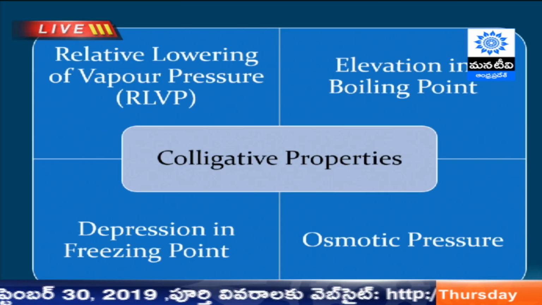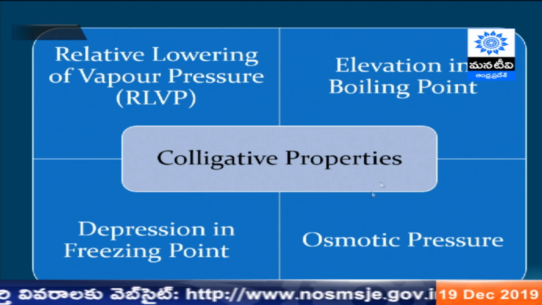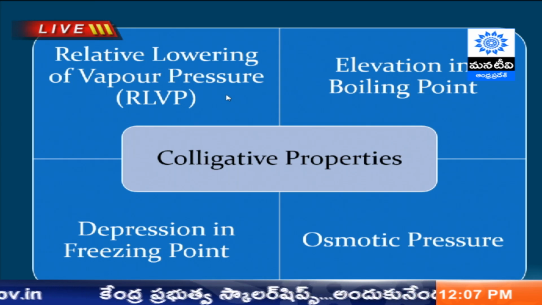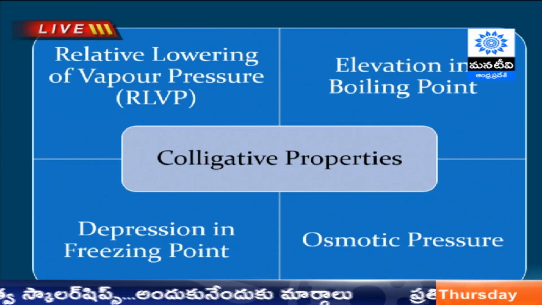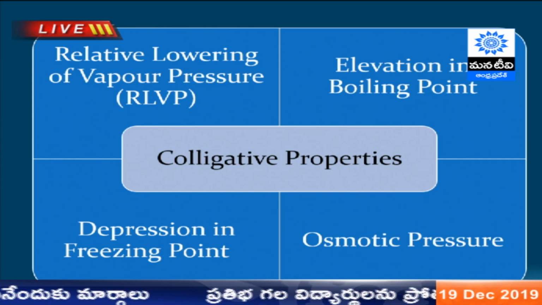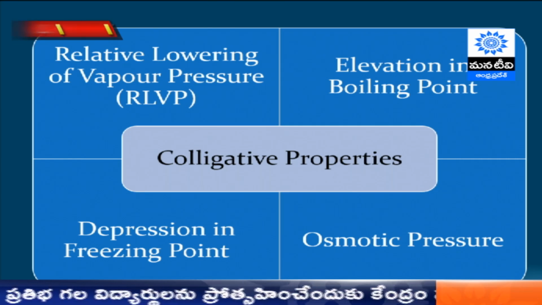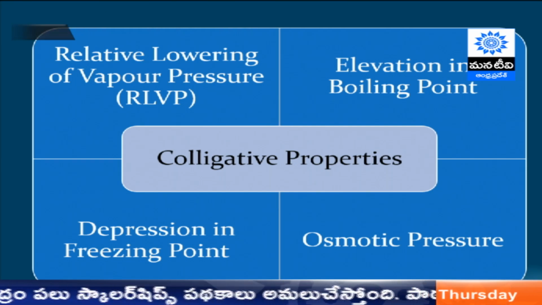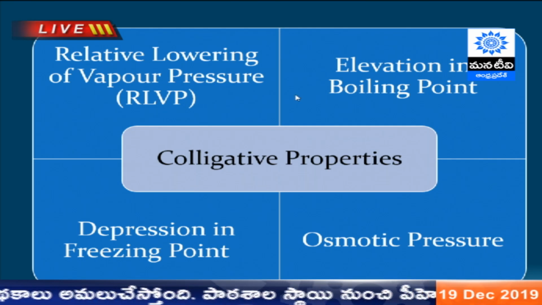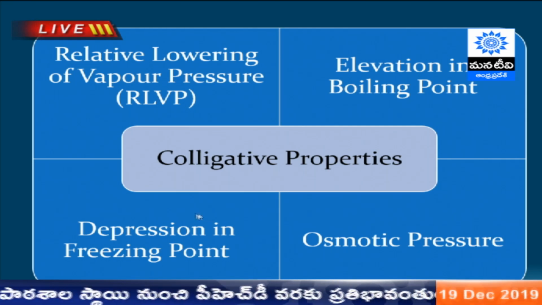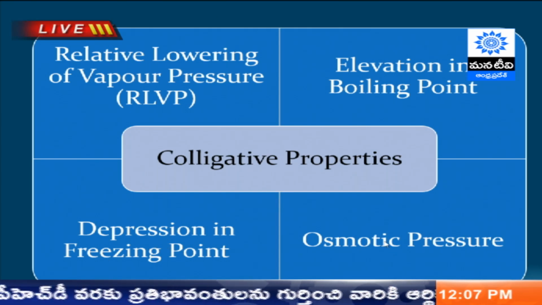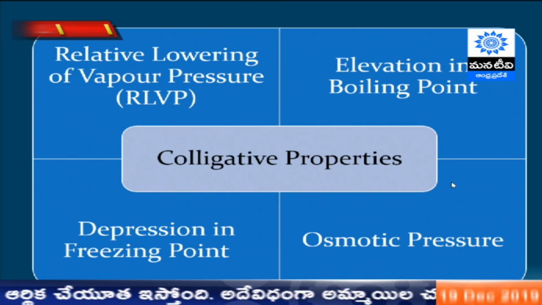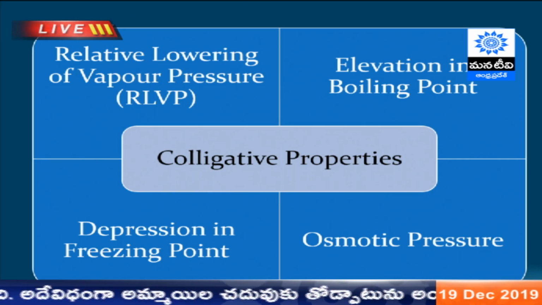Now, let us know what are colligative properties. These are physical properties, but a special type of physical properties. These are also intensive properties. They do not depend on the internal nature, but they depend on physical nature. So, these are relative lowering of vapor pressure, also known as RLVP, elevation in boiling point, depression in freezing point, and osmotic pressure. These 4 physical properties are called colligative properties, and all these 4 depend on the number of solute particles.